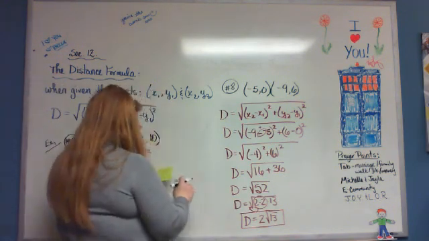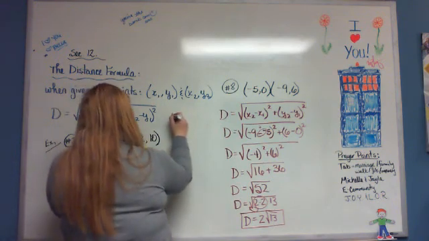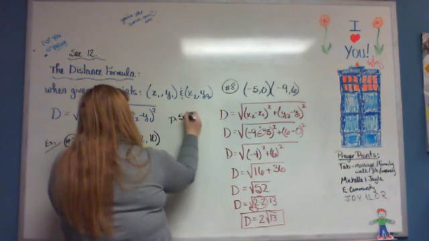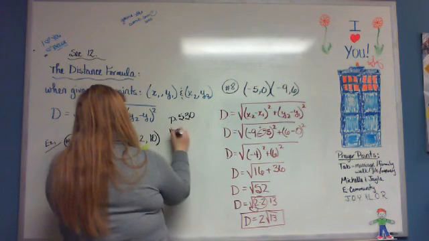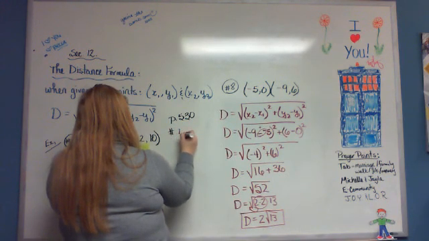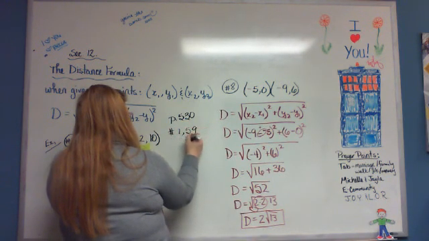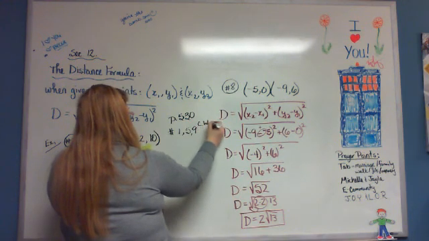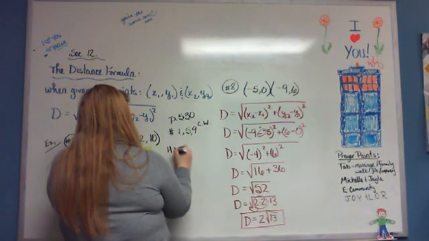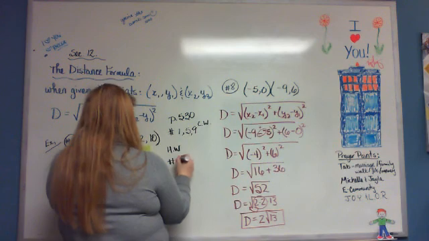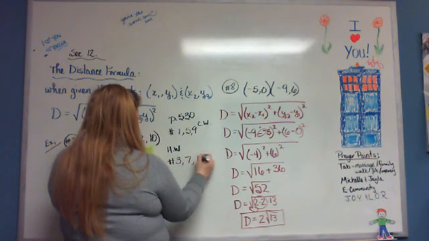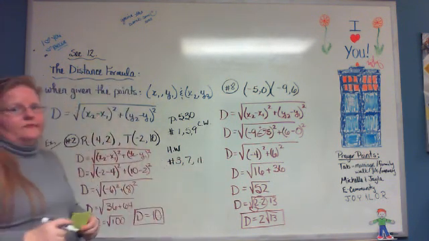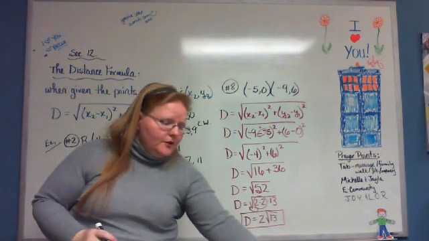Classwork and homework. Page 530. Numbers 1, 5, and 9 for the classwork. And then homework, numbers 3, 7, and 11. That's it. Done with chapter 12.